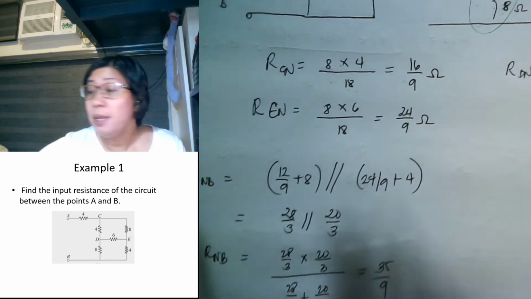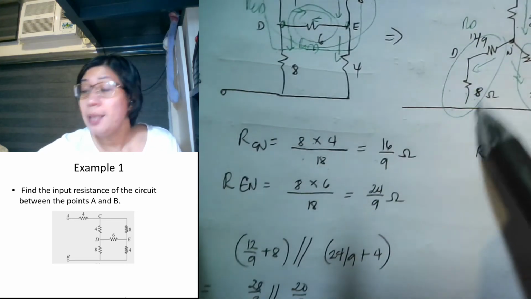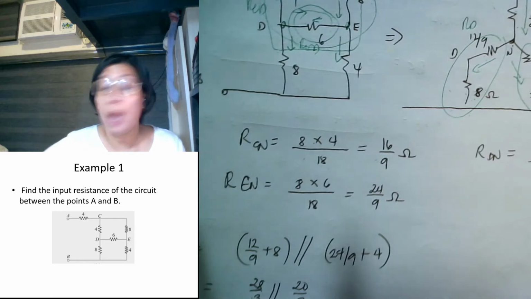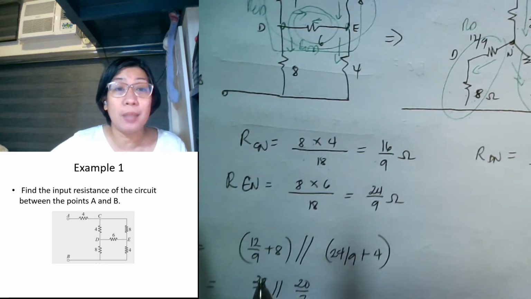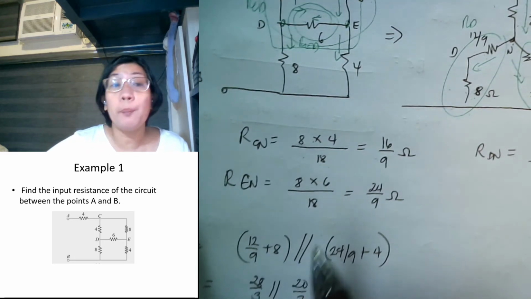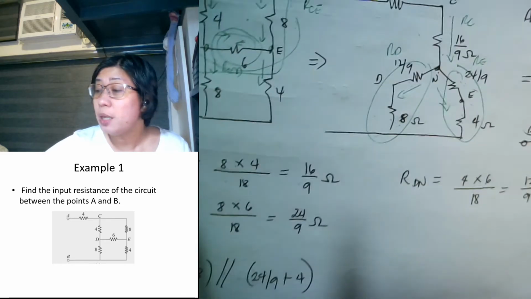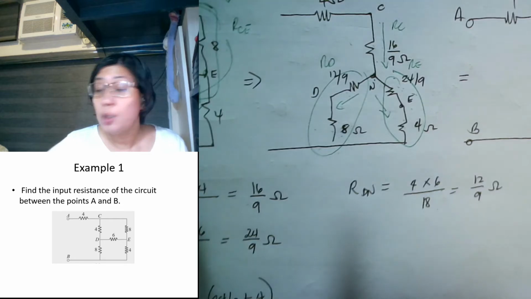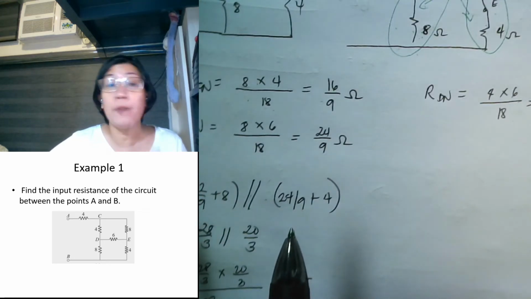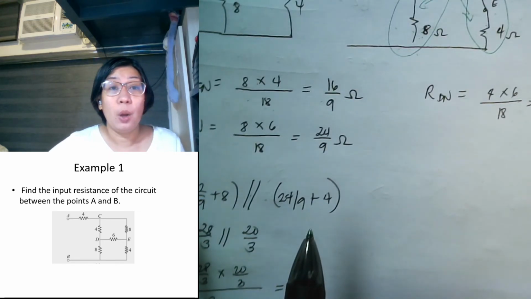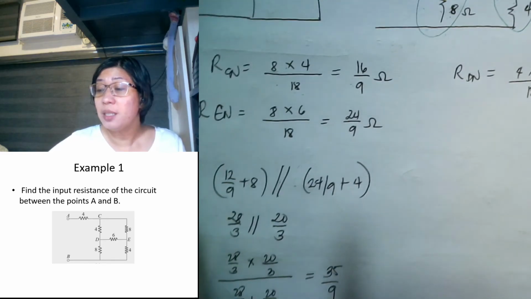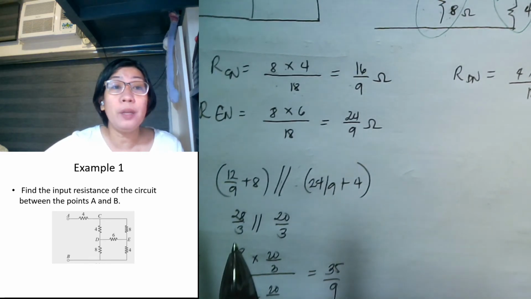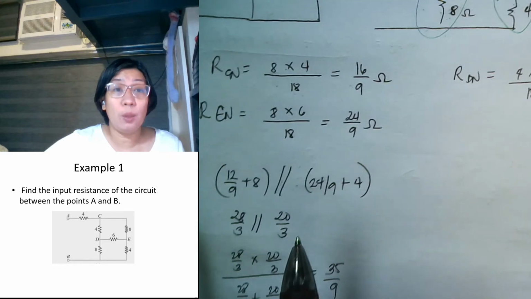12 over 9 is in series with 8, so we have here 12 over 9 plus 8. And they are in parallel with the series combination of 24 over 9 plus 4. So we have here 24 over 9 plus 4. Getting the sums, this is 28 over 3 in parallel with 20 over 3.